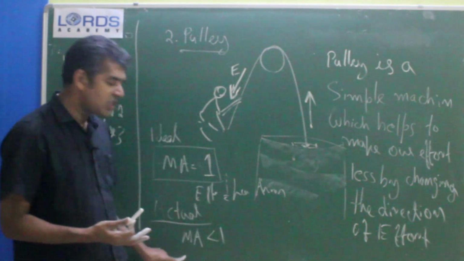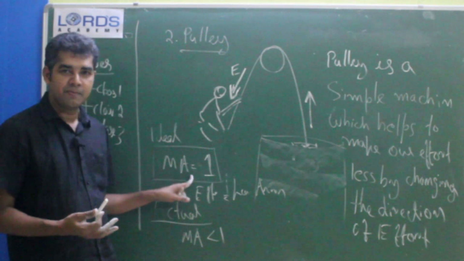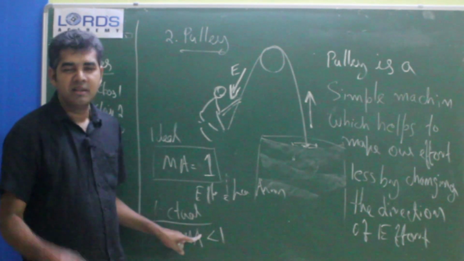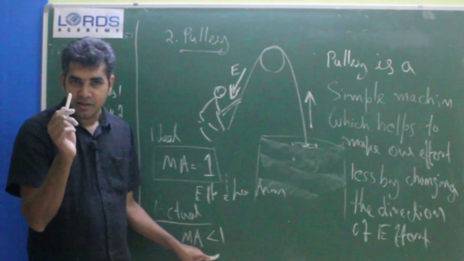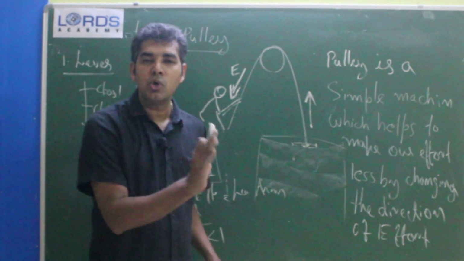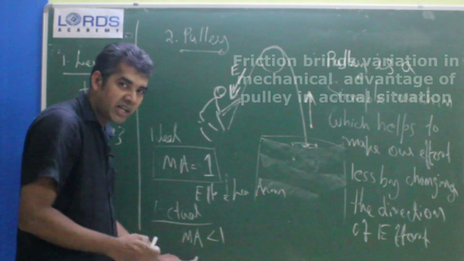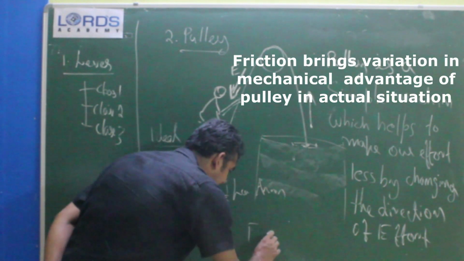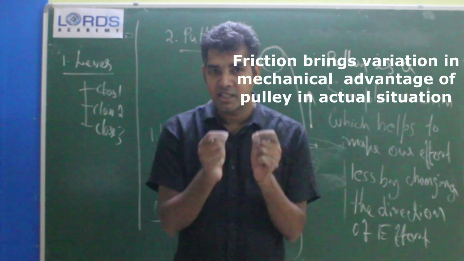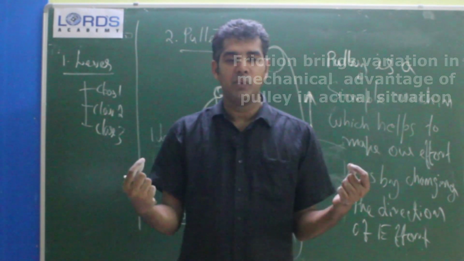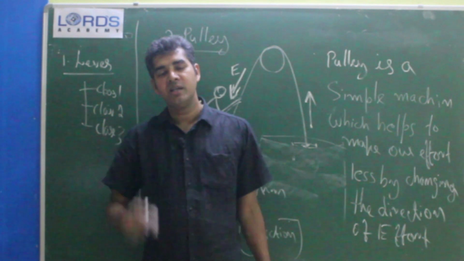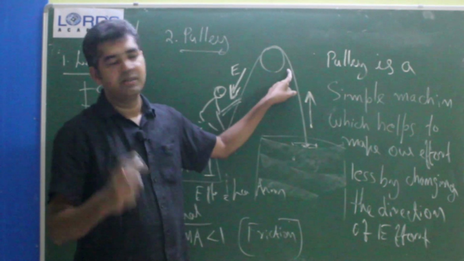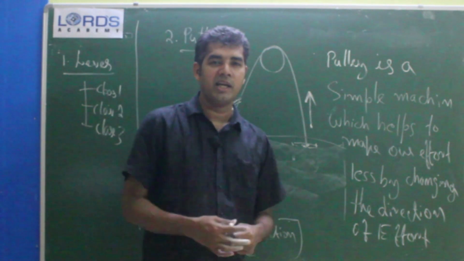That is why in actual situation we cannot expect mechanical advantage 1. It may be a little less than 1. Why? A fraction is used to overcome friction. So friction is the reason for the variation. Keep in your mind, because of friction we cannot reach the ideal value. So in actual situation it is less than 1. Where does friction come? Here, in between the rope and pulley, friction will come. Okay, I think you are clear, that is enough.